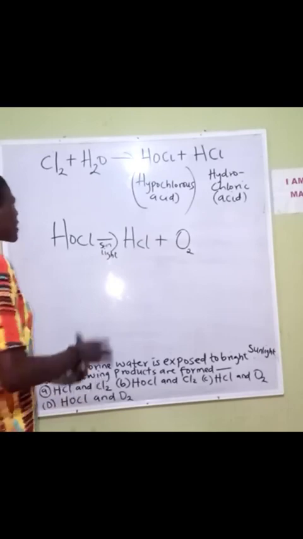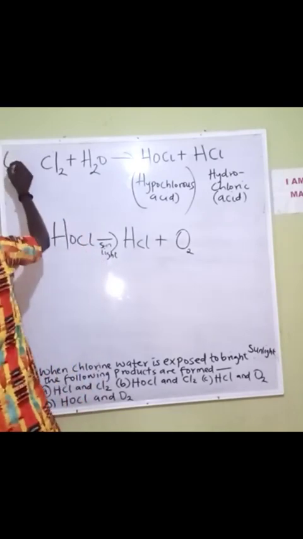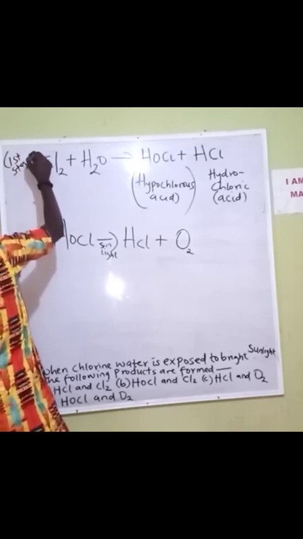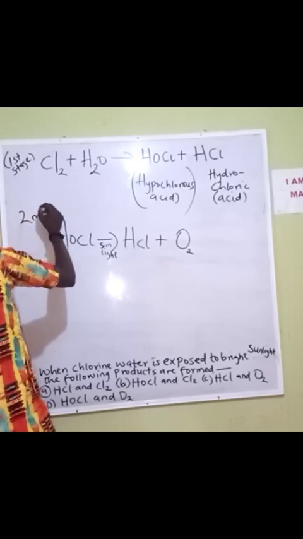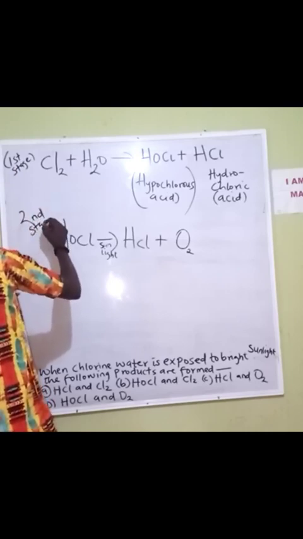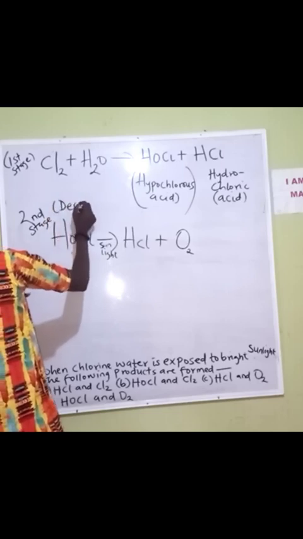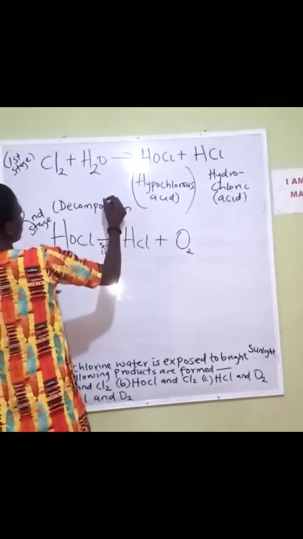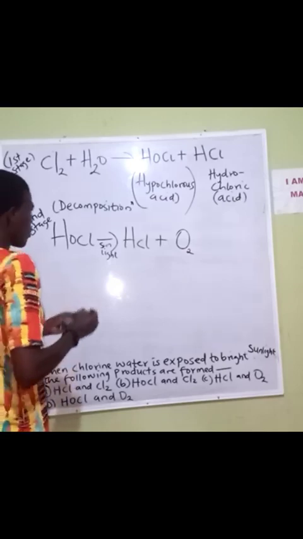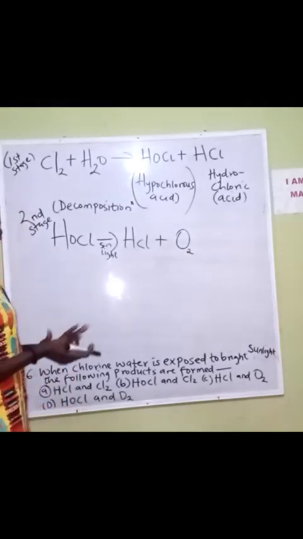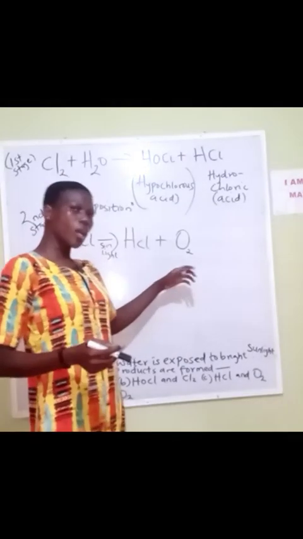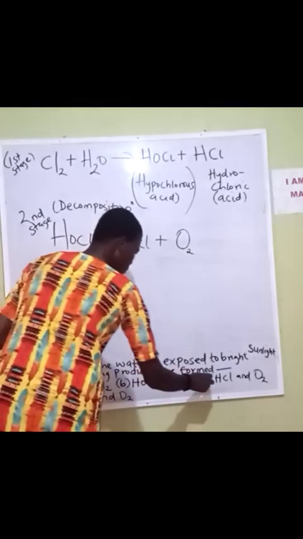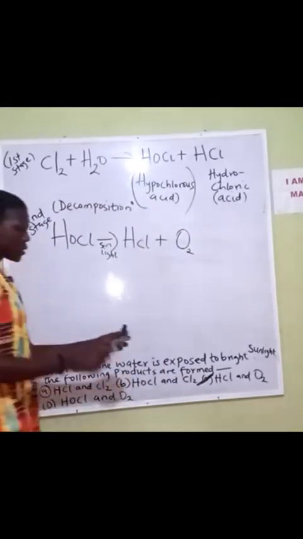So from the further breakdown, this is the first stage. Okay, so this is the second stage, the final stage. This is where the decomposition takes place. So at this decomposition of hypochlorous acid, it yields what? HCl and oxygen molecule. So the answer here is what? C, HCl and O2.